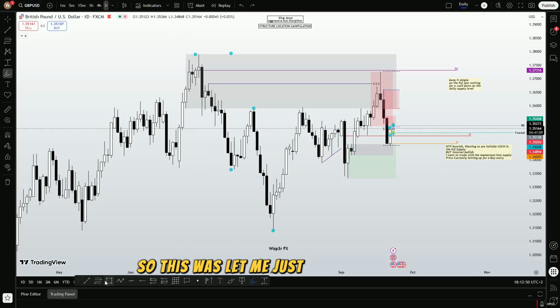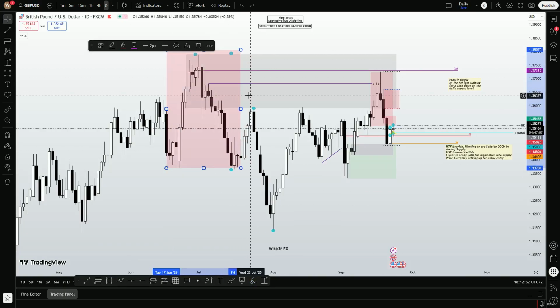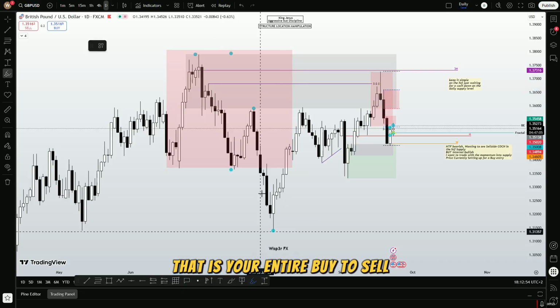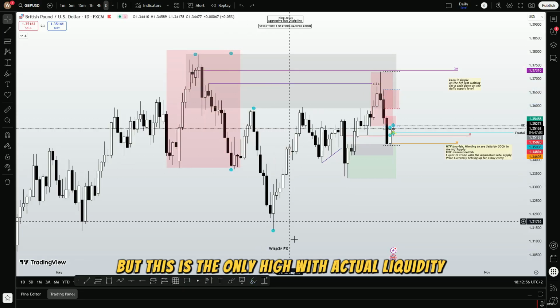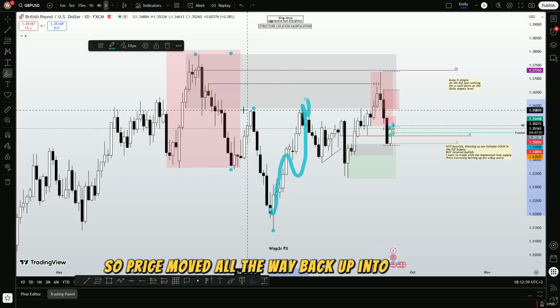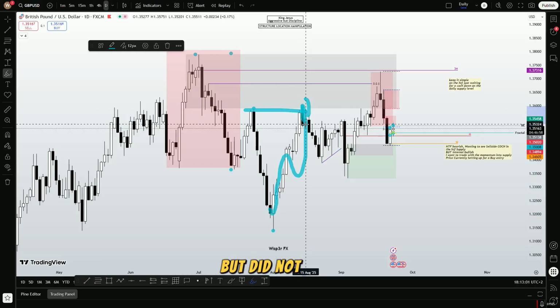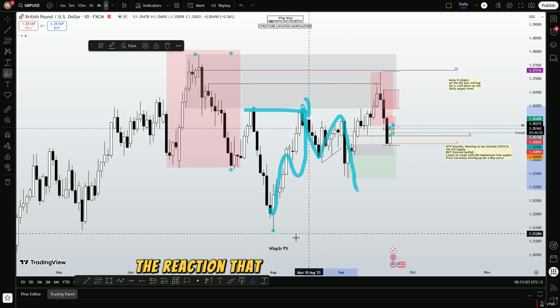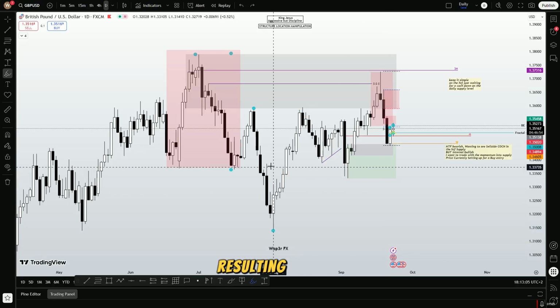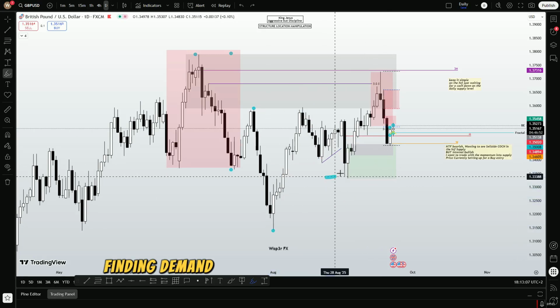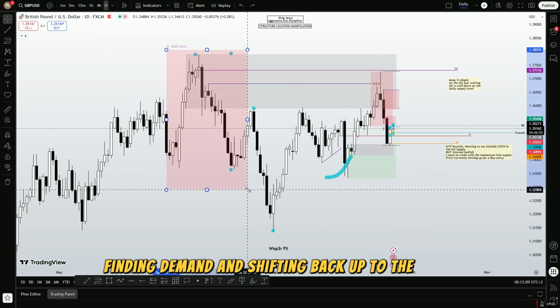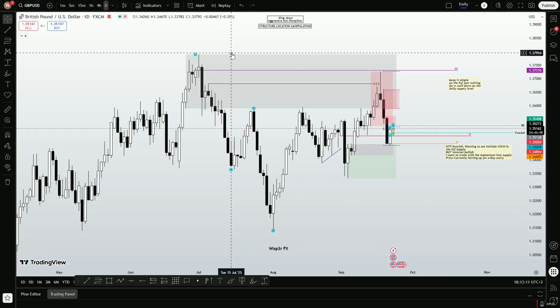So this was, let me just actually do this. There is your entire buy to sell, but this is the only high with actual liquidity. So price moved all the way back up into this high, but did not see the reaction that actually saw the lows, resulting in price finding demand and shifting back up to the highs.